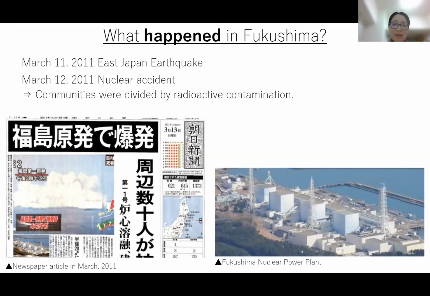In March 2011, we had a large earthquake in Fukushima. The name is the East Japan earthquake. After that, a nuclear accident happened. So communities were divided by radioactive contamination from this time.